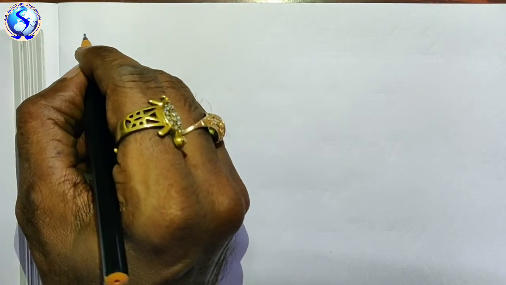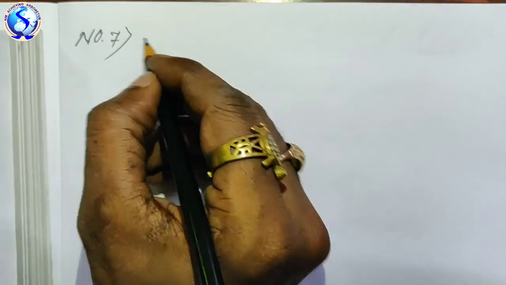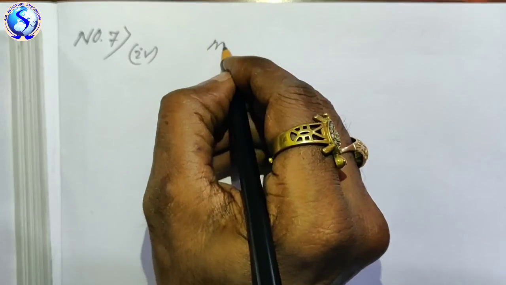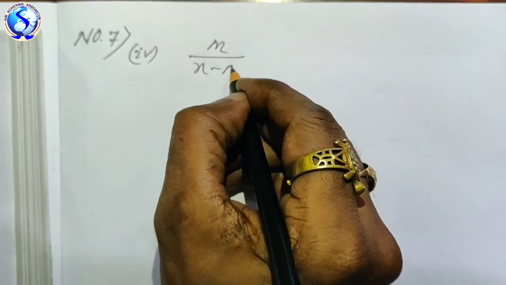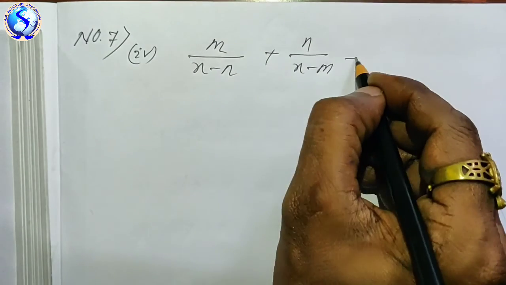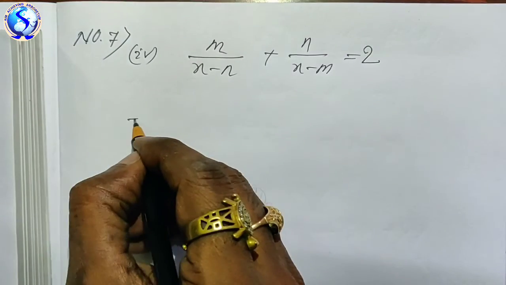See, question number 7 I am doing. Number 7, I am doing the fourth part. You have to solve for x. The question is given like this: m by x minus n plus n by x minus n equal to 2. See, this is a technical sum, you have to solve it in this manner.